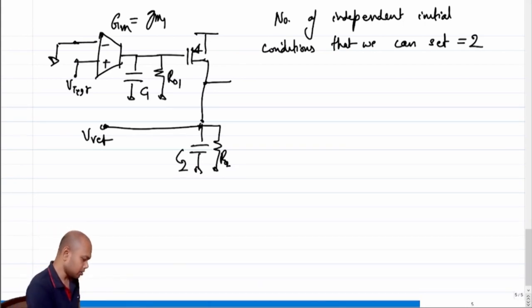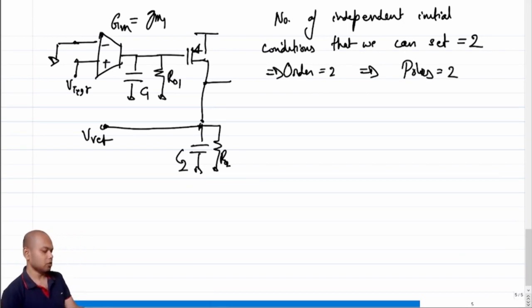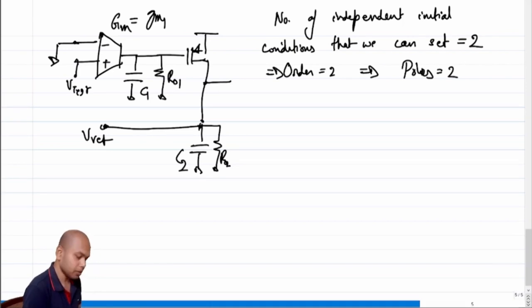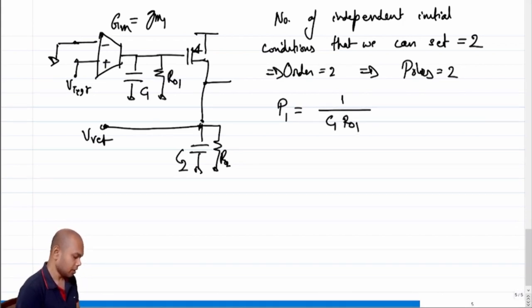So the order of the system is 2, implies we'll have 2 poles. Number of poles equal to 2, right? So what is the pole location? What is the first pole? The pole associated with C1, let's say P1, will be 1 over time constant, is 1 over C1 R01, right?